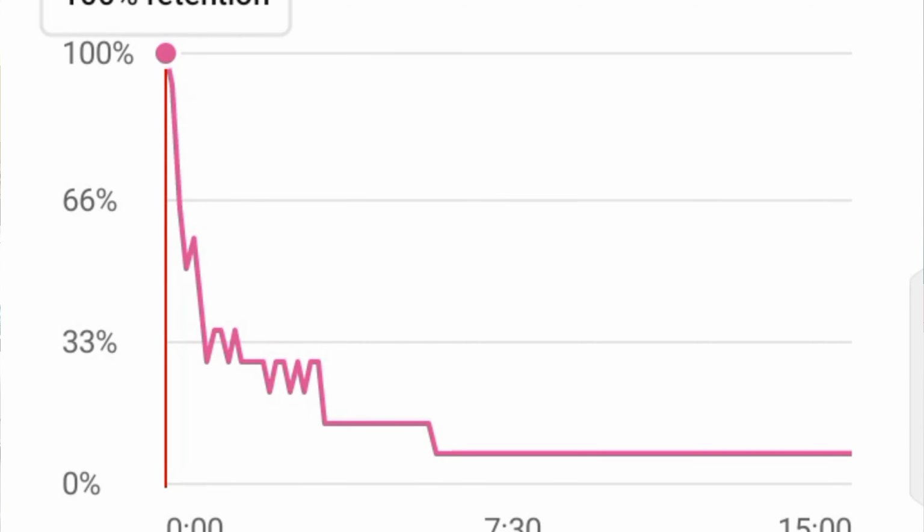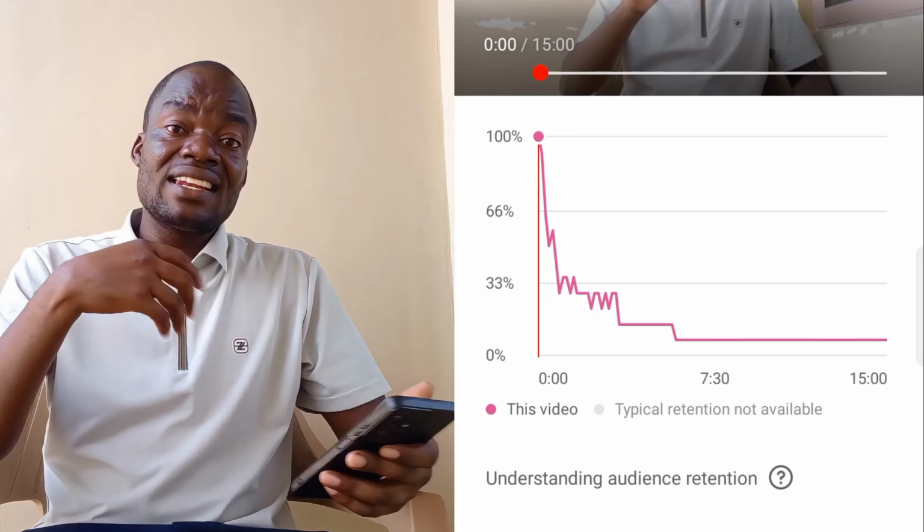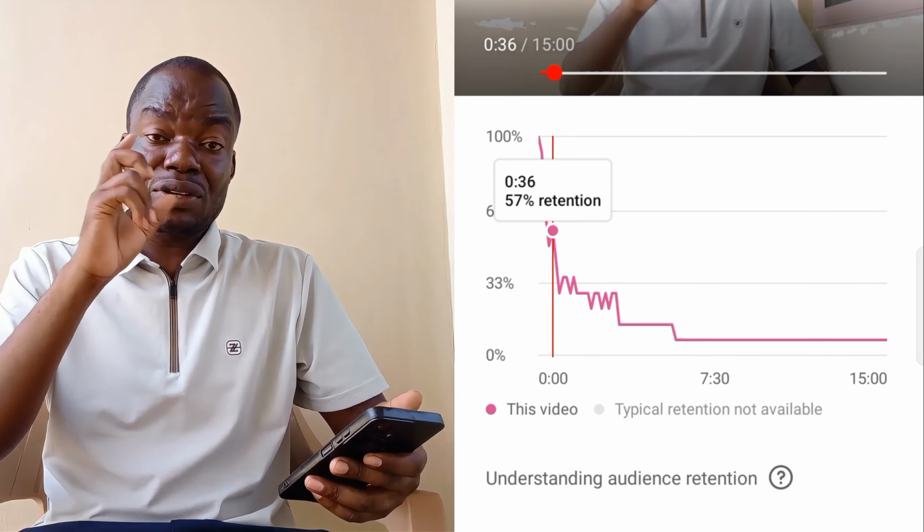Now, if you look at your graph, what does a flat section mean? Look at the section where the graph stays relatively stable. This is very important for you to know. It means you are not losing viewers quickly in that section. That can be a sign that the content is holding people's attention.